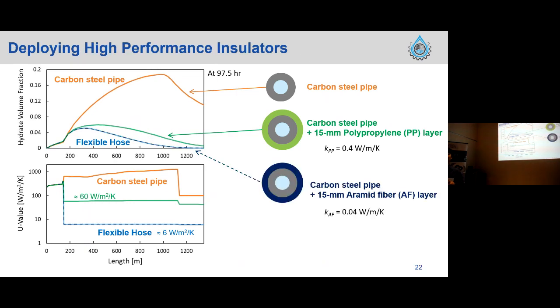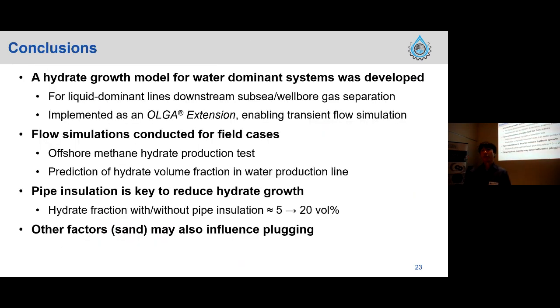So rather than increasing the thickness of the insulation layer, using different materials having much lower thermal conductivity may be more practical. So in these examples, I replaced the material with aramid fiber, which has one order of magnitude lower thermal conductivity. And by this replacement, the hydrate fraction and U value are down to the same level as the flexible flowlines in this simulation.